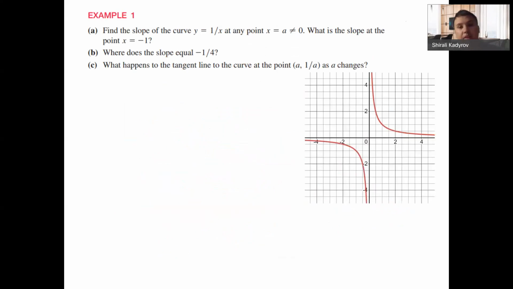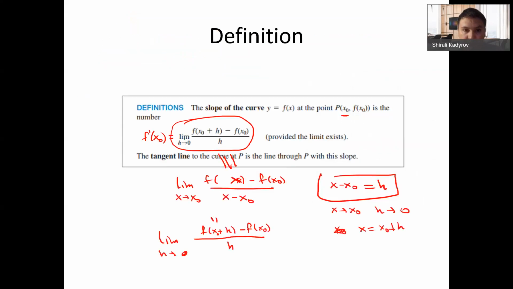Okay, let's do a different example. Let's consider y is equal to 1 over x at any point, right? So let's assume that my a is somewhere here. And it's not 0. What is the slope? Because at 0 it's not defined, right? First I need to find the general slope, and then I need to find what happens at a particular x. So go back to this particular definition.